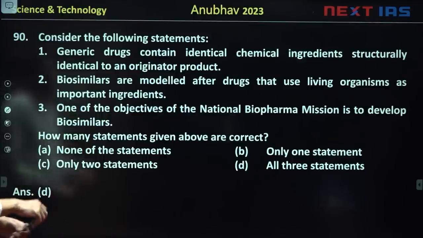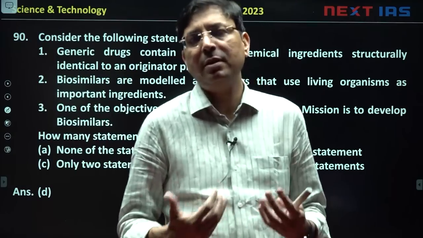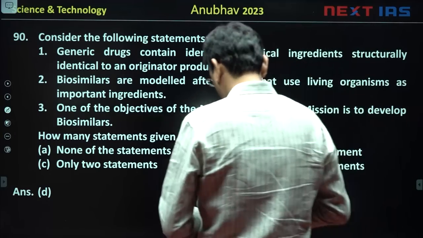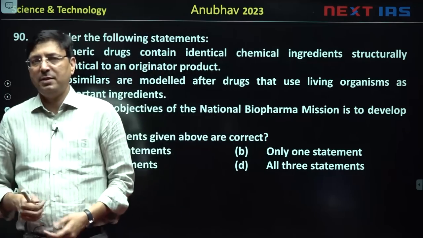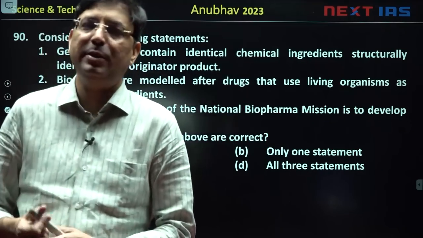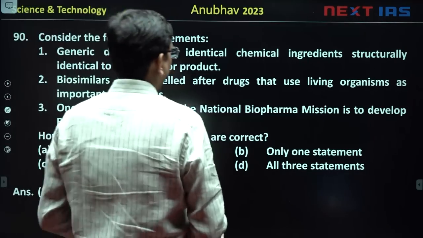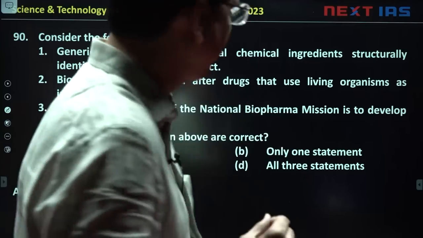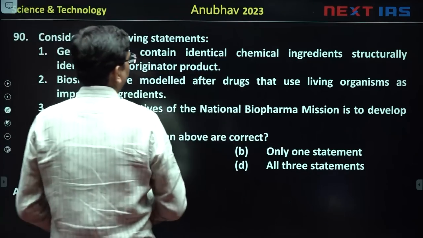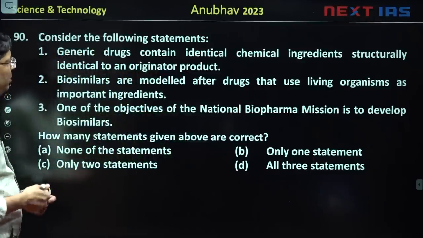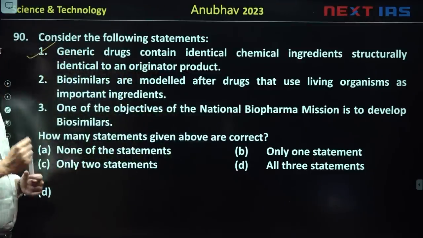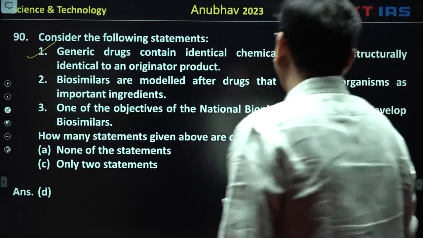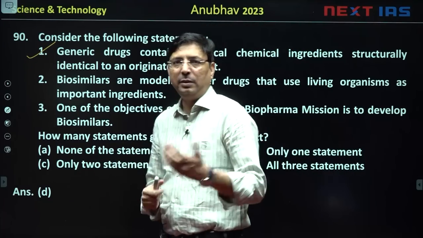Generic drugs. Consider the following statements. See, generic drugs are those which are made by a company other than the patent holder after the expiry of the patent. Like my patent has expired, now you can make the medicine. So, that medicine made by you after the expiry of my patent is called a generic drug. The condition for a generic drug is it should have the same salt, the same chemical. Generic drugs contain identical chemical ingredients structurally identical to an originator product. Yes. If I am saying a generic version of Crocin, then it should have paracetamol, exactly identical to the one used by the others.